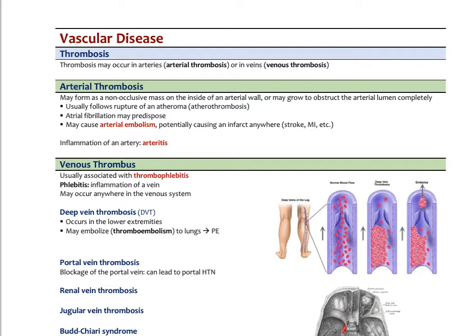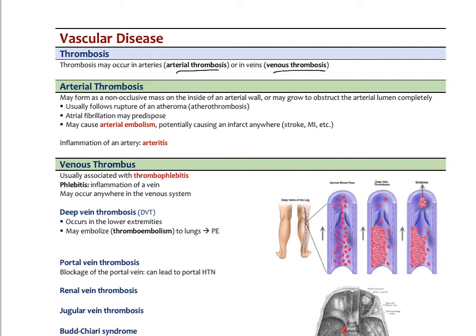Thrombi can form in the arteries, and that would be arterial thrombosis, or in the veins, and that would be venous thrombosis. In arterial thrombosis, they can form on top of an atheroma, and that would be the so-called mural thrombus, and they can actually grow and obstruct the lumen completely.